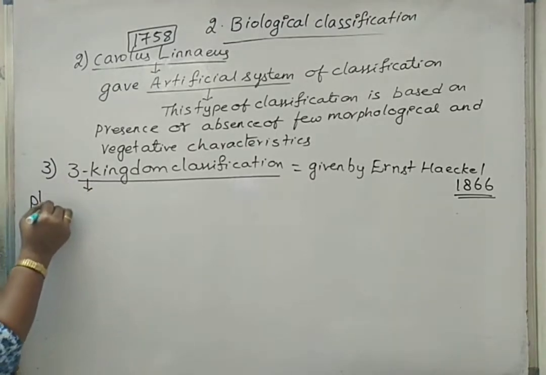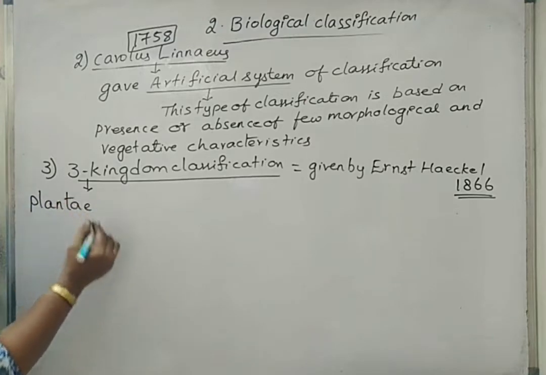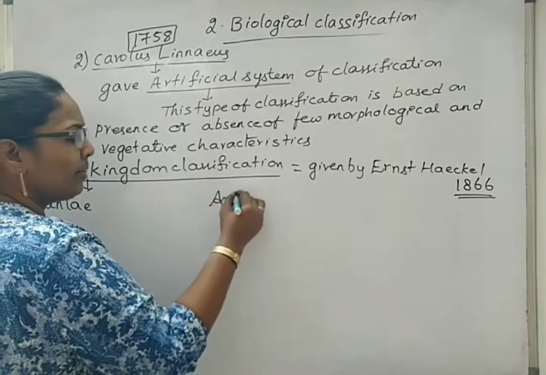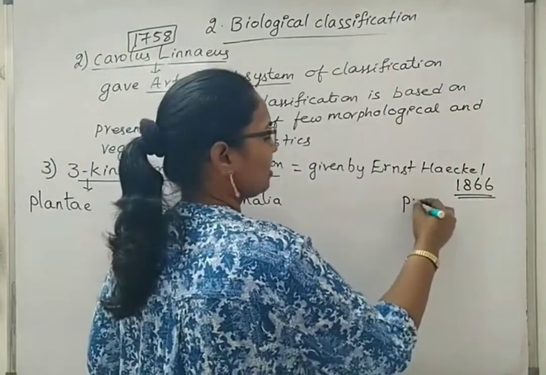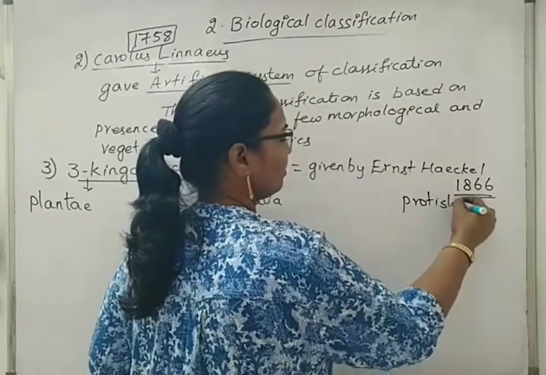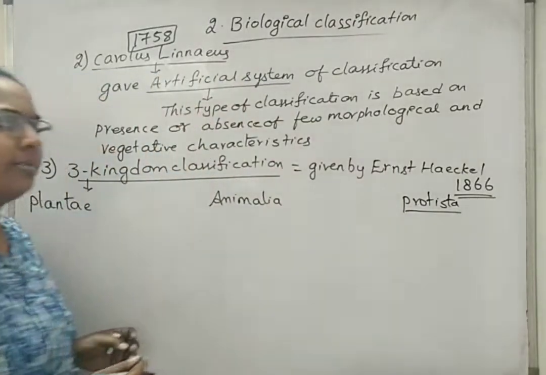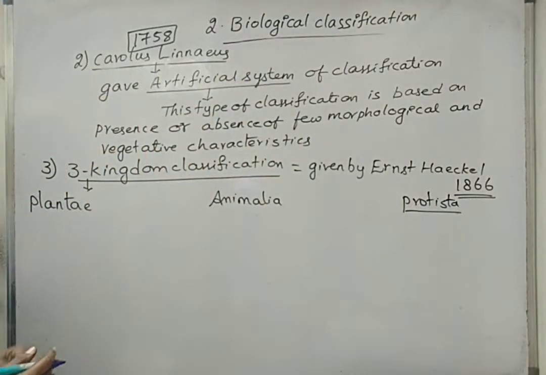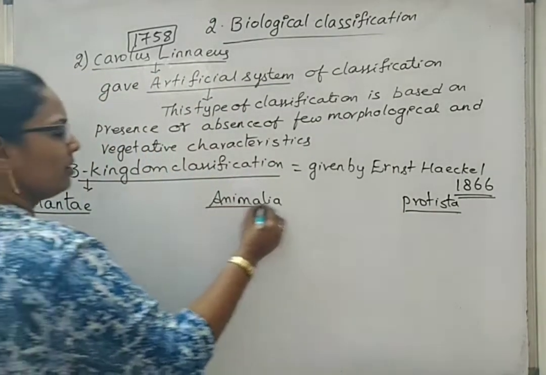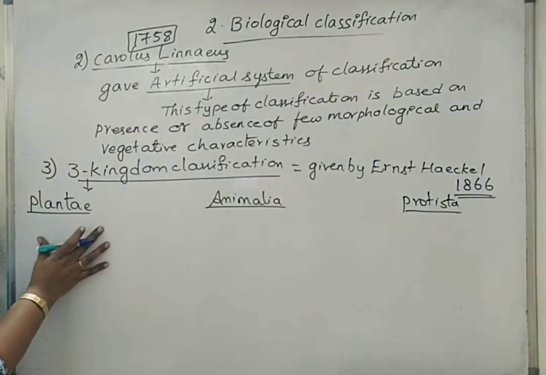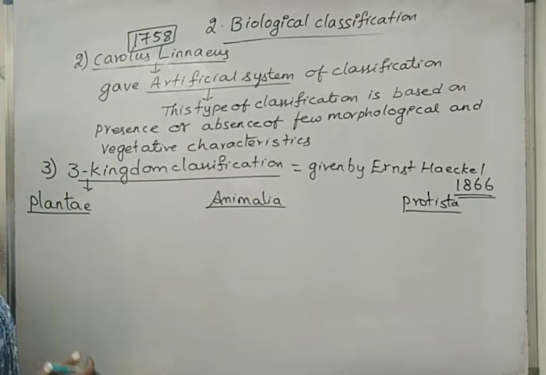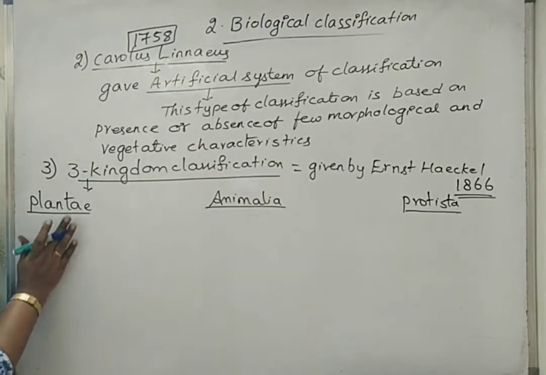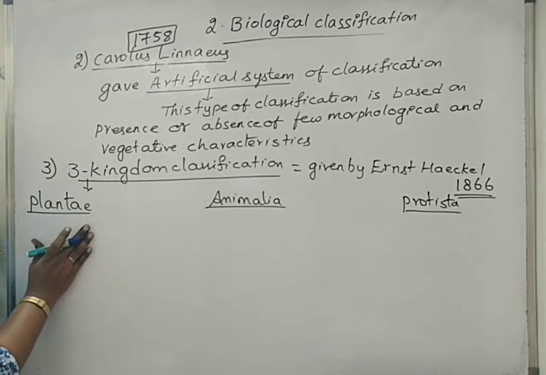One is Plantae. Second one, Animalia. Third one, Protista. So, Protista is the kingdom that is given by Ernest Haeckel. He has taken some of the organisms from plants and animals and kept them under Protista. So, what type of organisms did Ernest Haeckel include under Plantae?